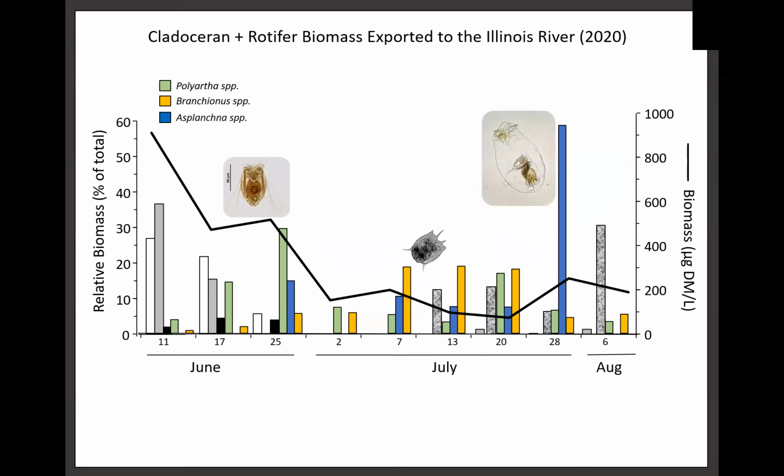Asplanchna. This is a really large rotifer. It's actually a predator and consumes other rotifers. In this particular specimen, you can see several Keratella, several other rotifers, inside this Asplanchna. So even though they're microscopic, rotifers are a really important component of the biomass exported from Emiquon to the river.